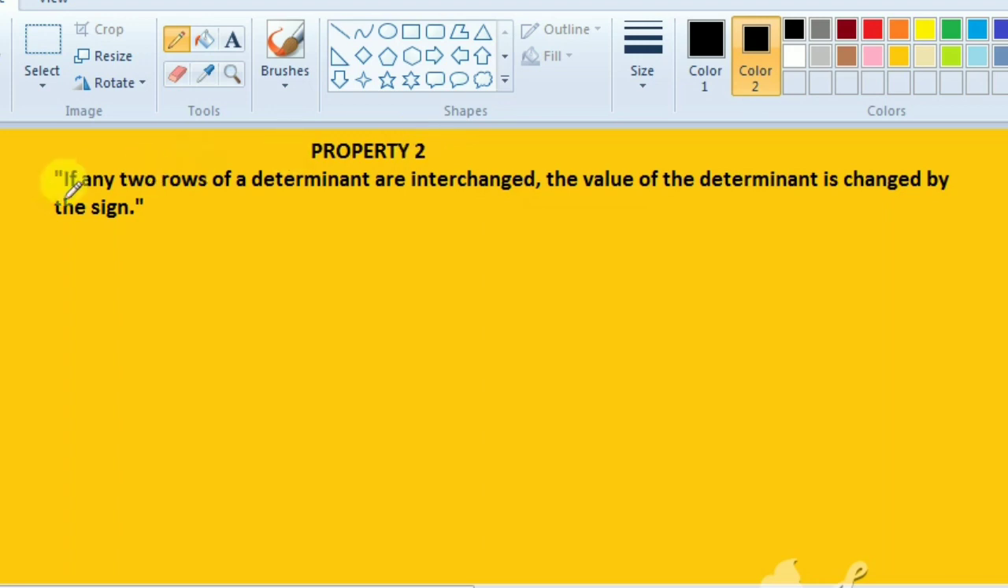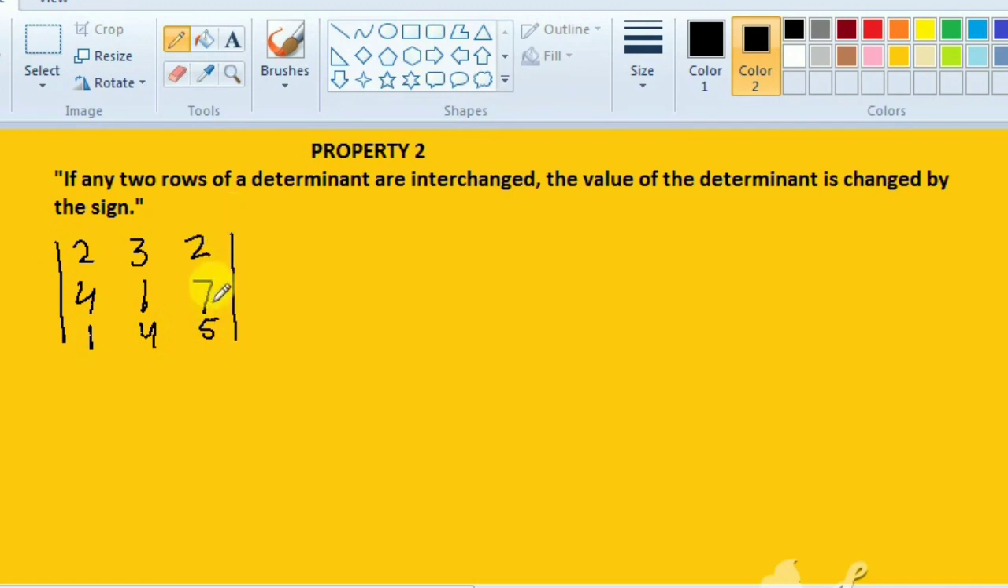Now here we come to property 2, which states that if any two rows of a determinant are interchanged, the value of the determinant is changed by the sign. For example, if the value of a determinant is plus 4, after interchanging two rows, it becomes minus 4, or if the value of the determinant is minus 4, after interchanging the rows, it becomes plus 4. For example, we have a determinant 2, 3, 2, 4, 1, 7, 1, 4, 5.